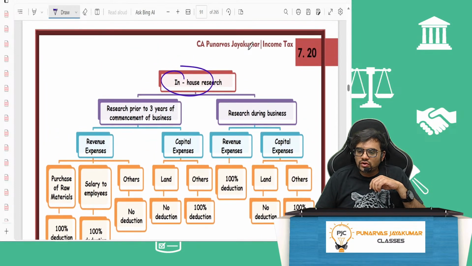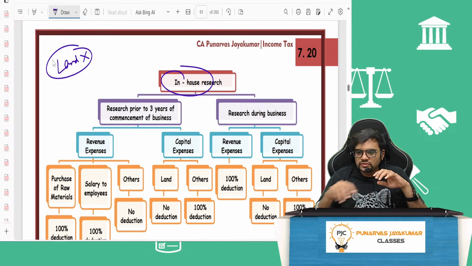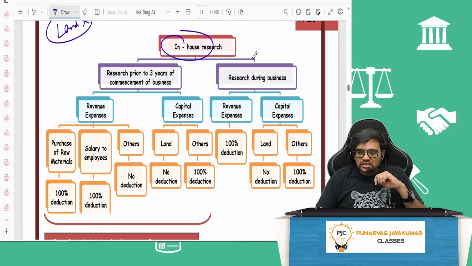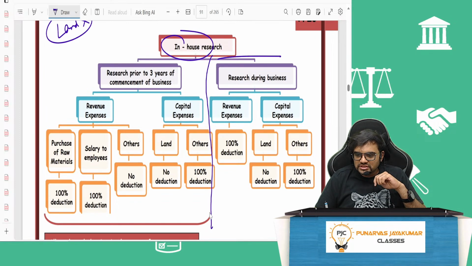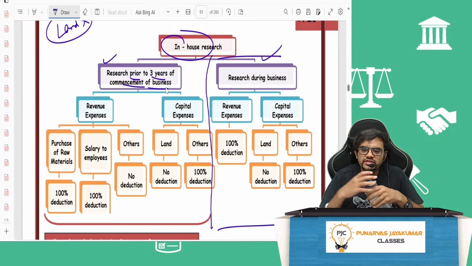Interesting to know that on land, there is absolutely no deduction. And it depends on two things. Research during the business, means after business has started, that research is one. One more is research prior to 3 years of commencement of business.